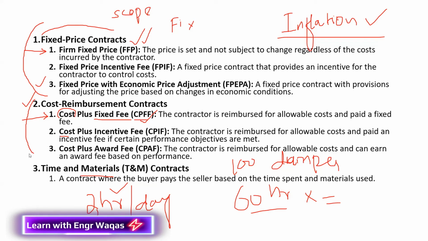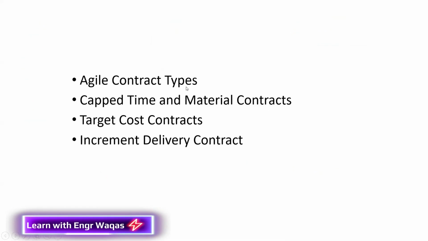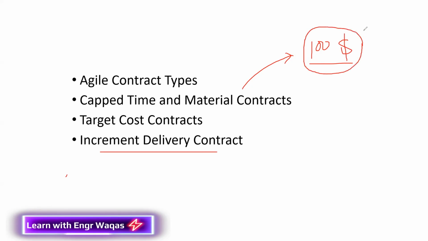And the most important thing in this procurement, there are agile type contract types as well. I will give you an example: capped time and material contracts, target cost contracts, and incremental delivery contracts. A capped time and material contract deals in the agile industry, where buyer and seller set a cap target, like $100, let's say. They are going to work on a website. If the project cost goes beyond this limit, the buyer is not going to pay, the seller is going to bear. So this is the cap.